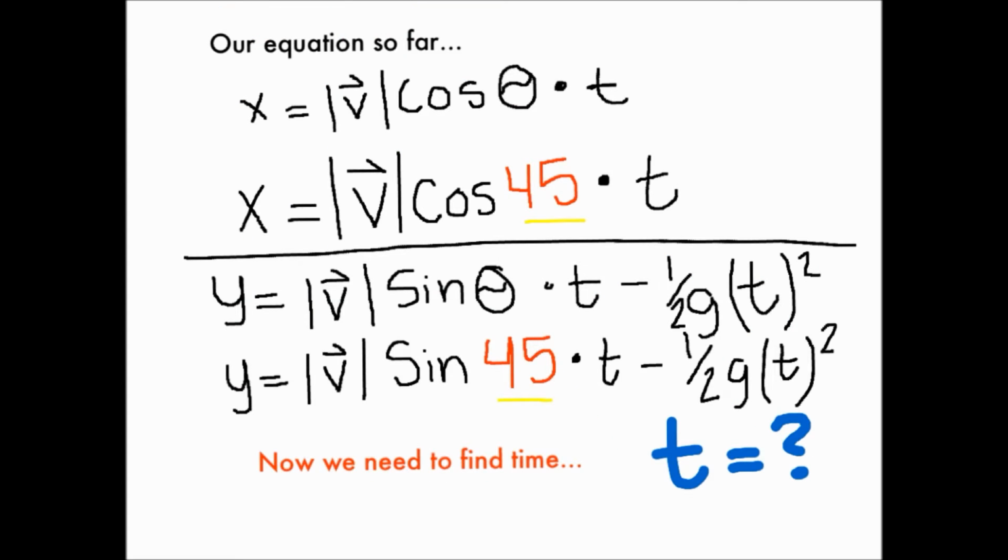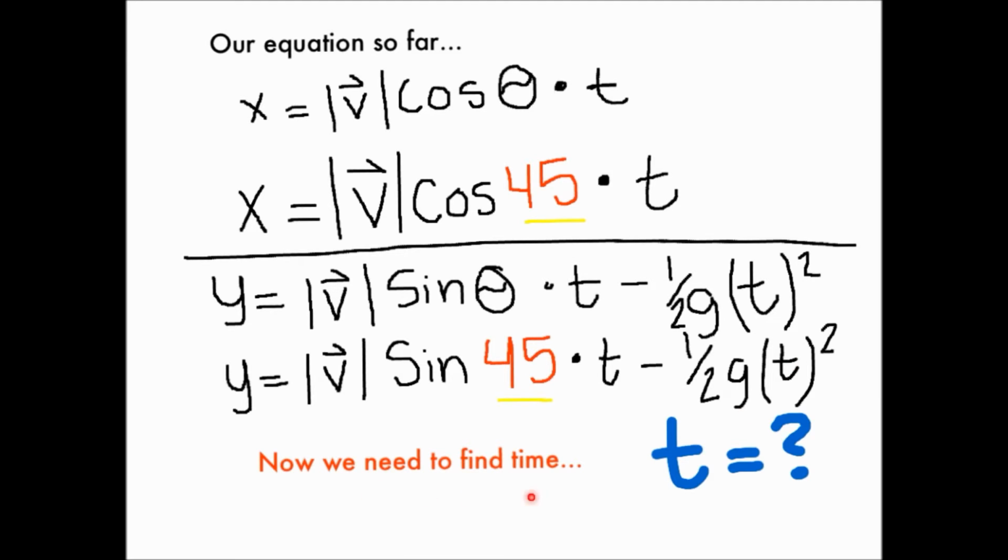These are our two equations so far. X equaling velocity times cosine theta times time. So now we know that theta equals 45 degrees, and x equals velocity cosine 45 times t. Now for our vertical axis, we have y equaling velocity sine theta times time minus half gravity times time squared. So then we just plug in 45 degrees for theta, and our equation is y equals velocity times sine 45 times time minus half of gravity times time squared.